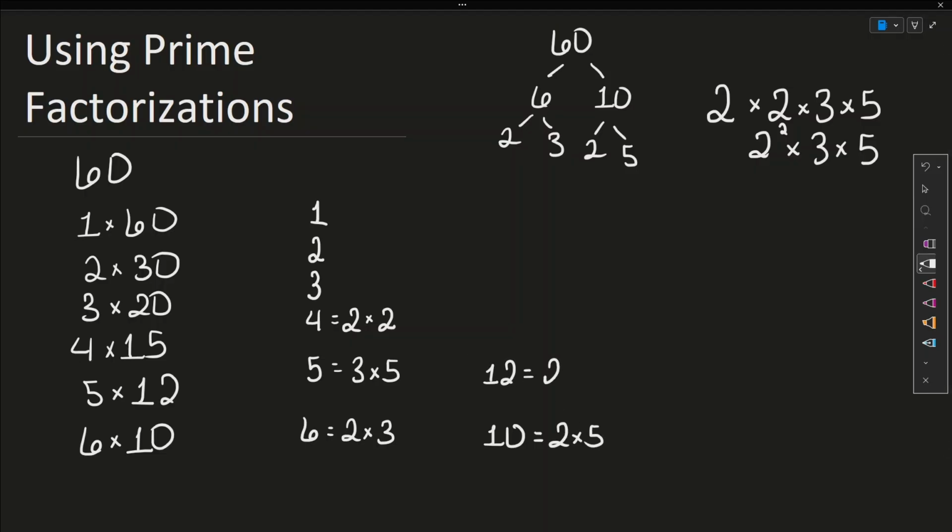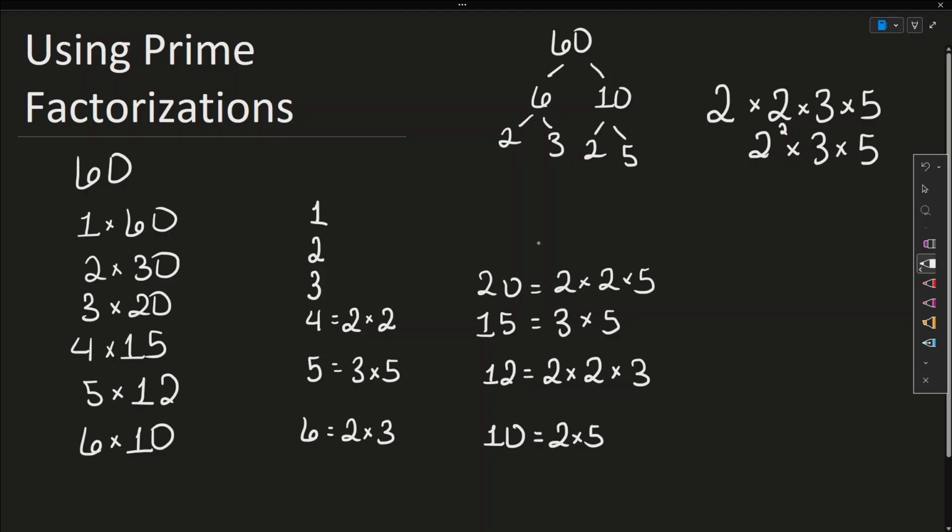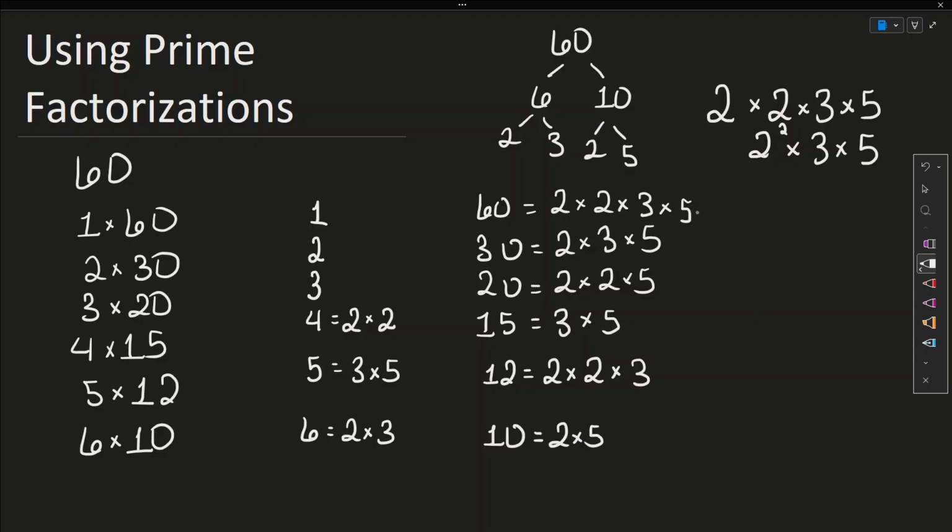12 is 2 times 2 times 3. 15 is 3 times 5. 20 is 2 times 2 times 5. 30 is 2 times 3 times 5. And finally, 60 is 2 times 2 times 3 times 5.